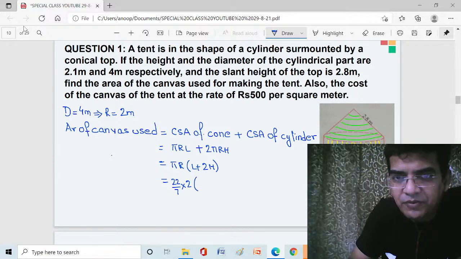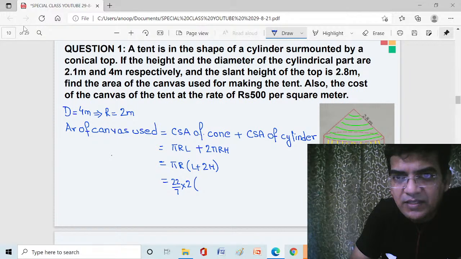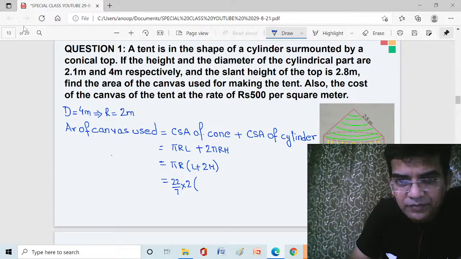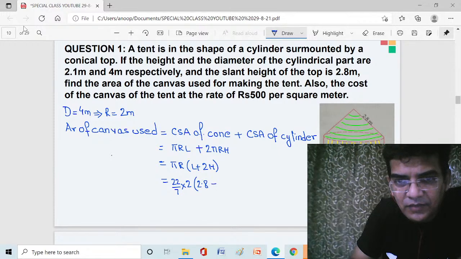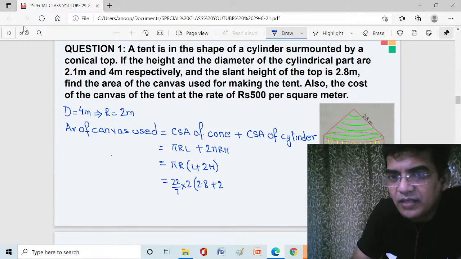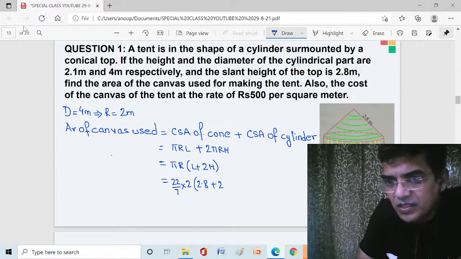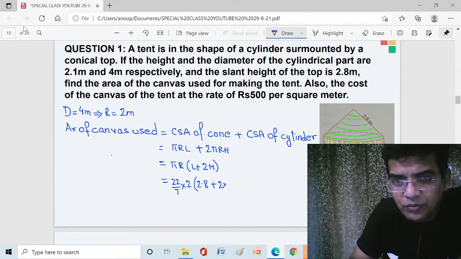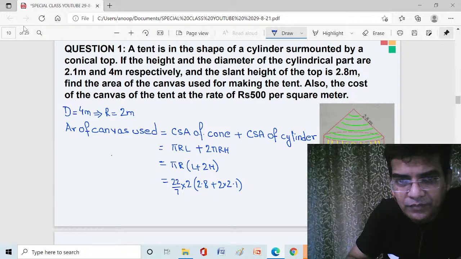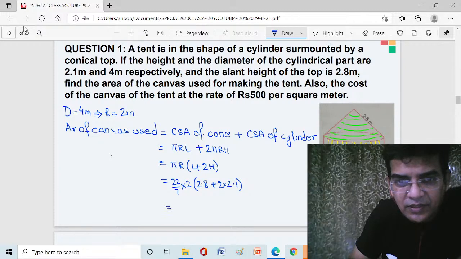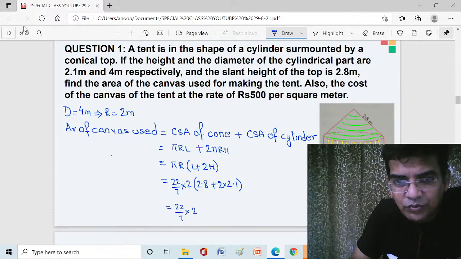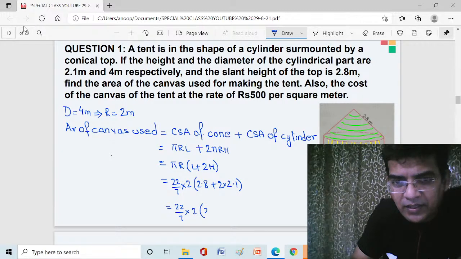Within the bracket we will be having the slant height, and you can see the slant height is given as 2.8, and then twice the height of the cylindrical portion. The height of the cylindrical portion is 2.1, so 2 into 2.1. If I solve this, this is giving me 22 by 7 into 2, and within the bracket I am getting 2.8 plus 4.2, right?